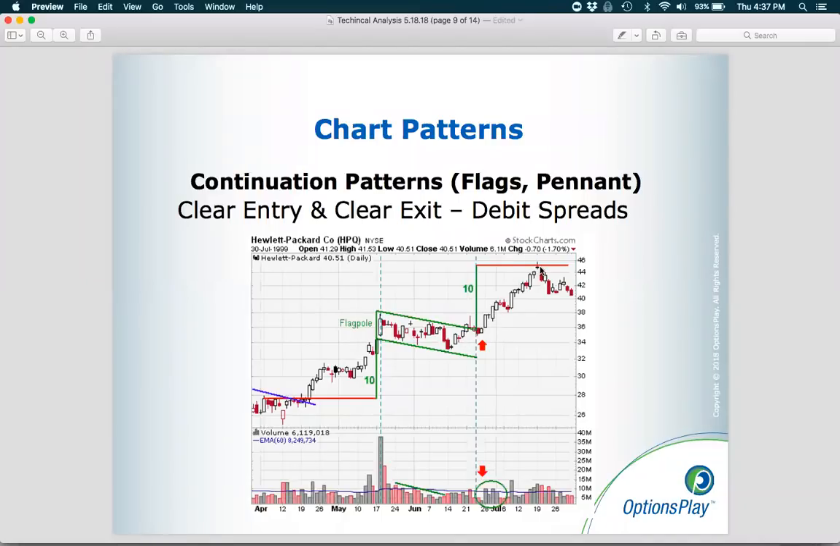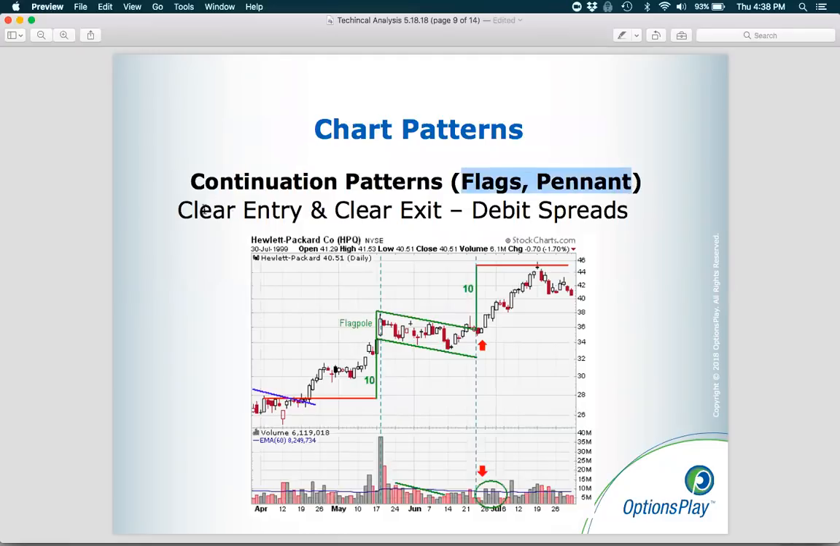So this is typically what we see in a lot of charts that are moving higher: they don't move higher in a straight line, they move higher in waves. And these types of flags and pennants are really good entry areas a lot of times for these types of continuation patterns.